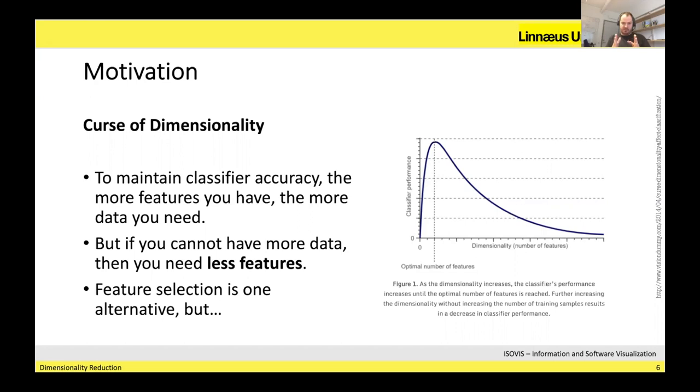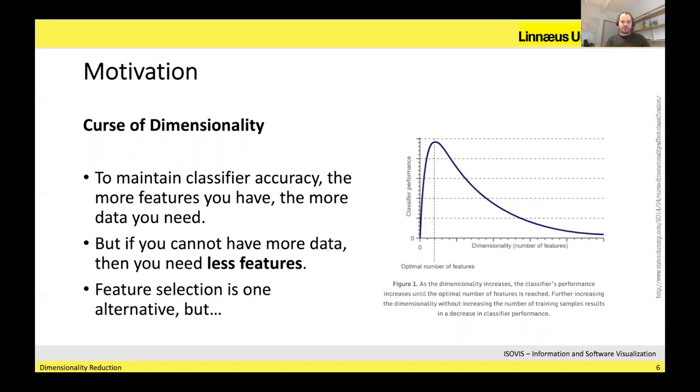So the solution is then, well, if I cannot get more data, then I should shrink my feature space. Because with fewer features, I have fewer problems with the curse of dimensionality, which gets worse and worse the more features we have. So if I have a certain amount of data points and cannot get more, why not reduce the number of features in order to reduce the effect of the curse of dimensionality, and then maybe I get better results, right?